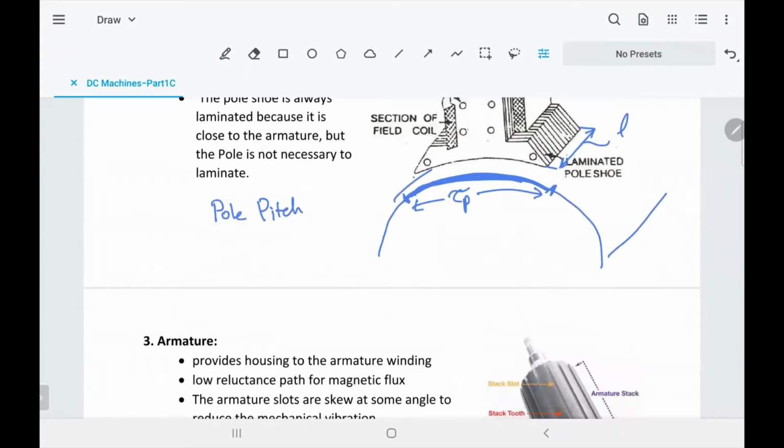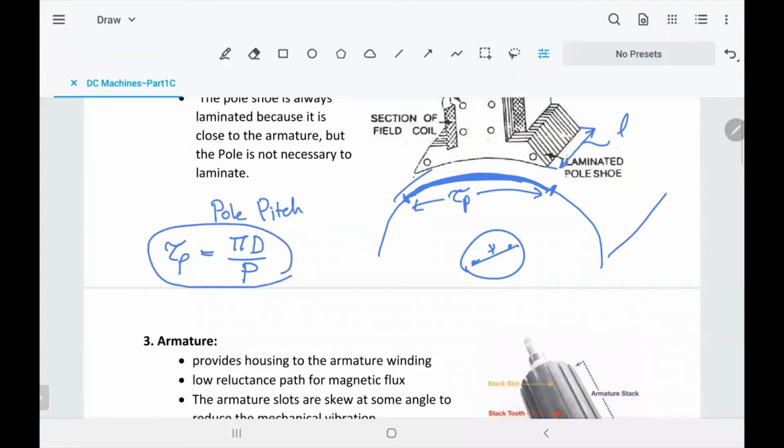Let's do that. If you have the diameter of this rotor, it's a circle, and it's D. So the whole circumference will be equal to pi D. Then if you have a number of poles, 2, 4, 6, whatever, you divide by the number of poles. That will give you tau P, the pole pitch for each one. So that's how you calculate it. Why do we need it? I'll tell you now.